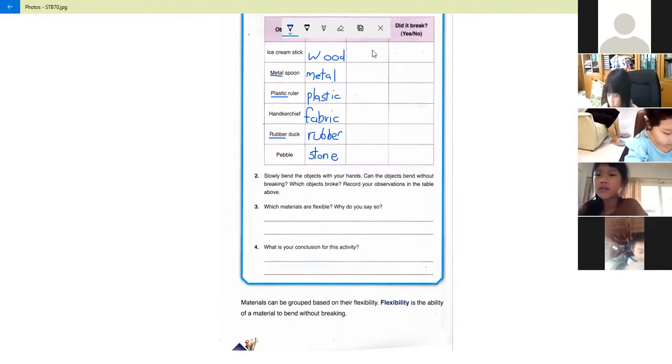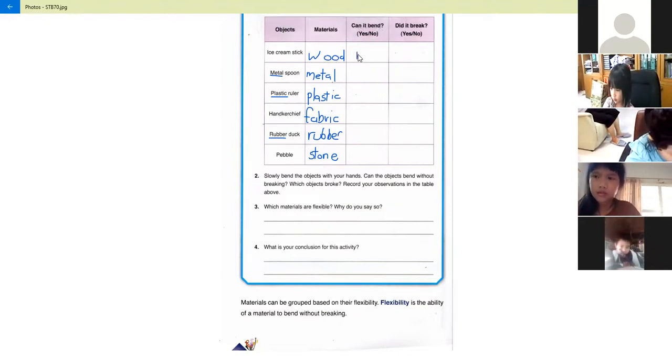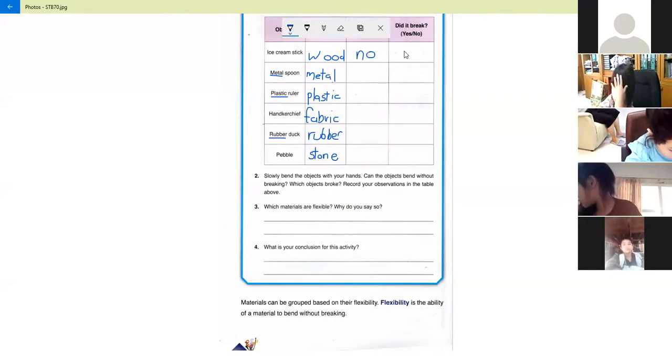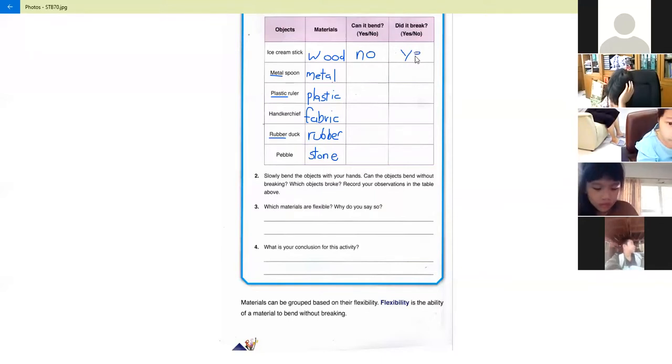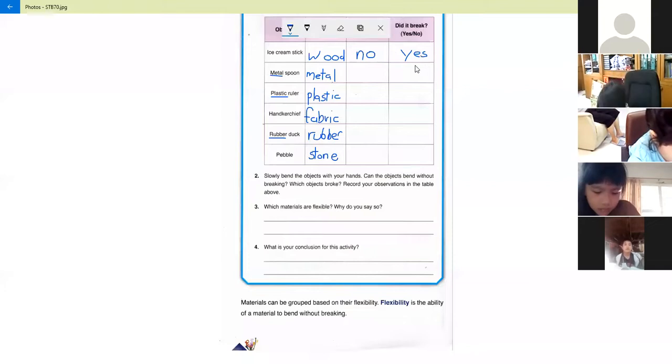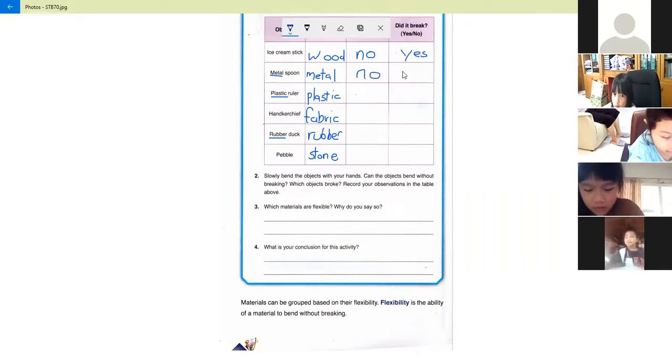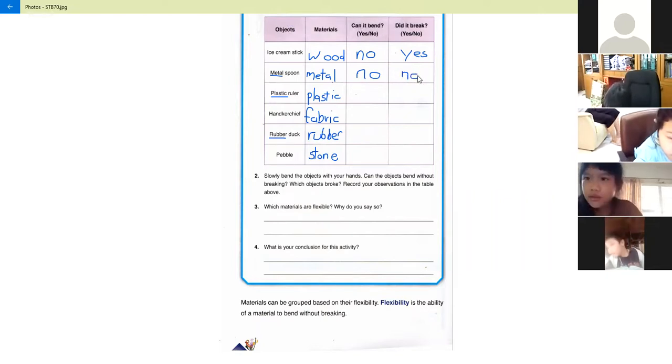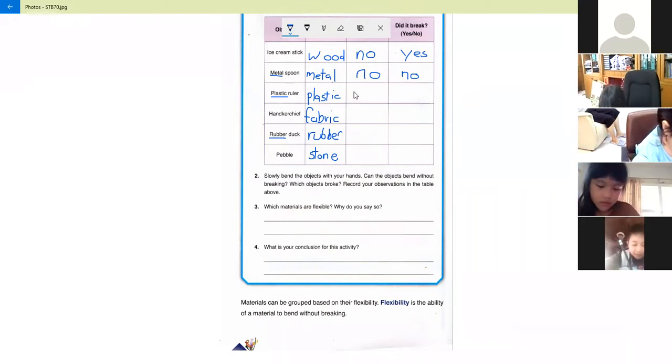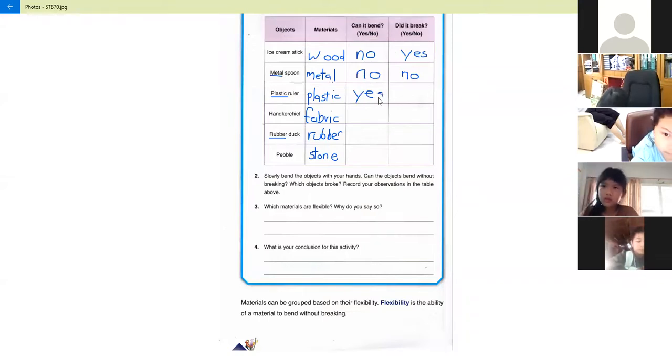Okay, now let's go through and find out which ones could bend, and they're going to be the ones that are flexible. So didn't bend, no, didn't bend, but it broke. Yes, broke. Snapped. It didn't bend. So it's not flexible. It's rigid. But it didn't break. It stayed the same. Plastic ruler. It did bend, didn't it? It did bend. It was flexible. Flexible. And it didn't break because it was flexible.